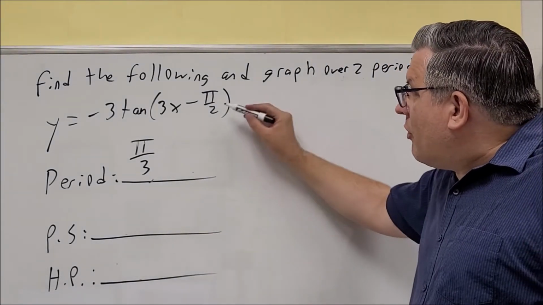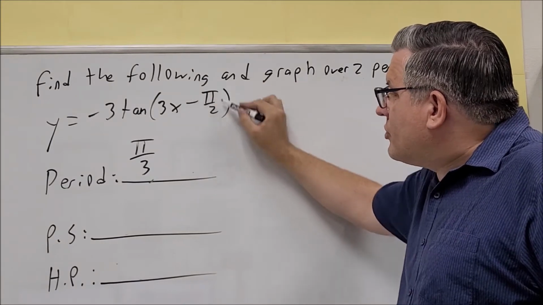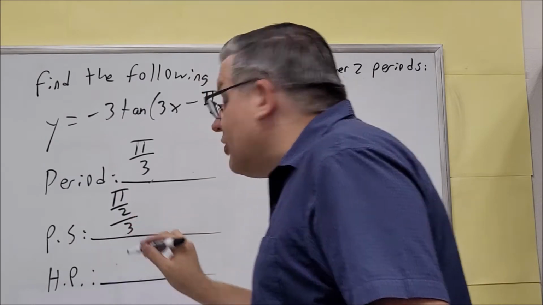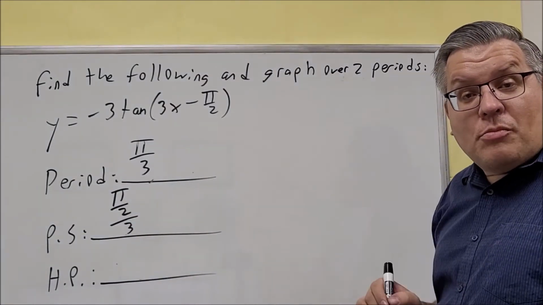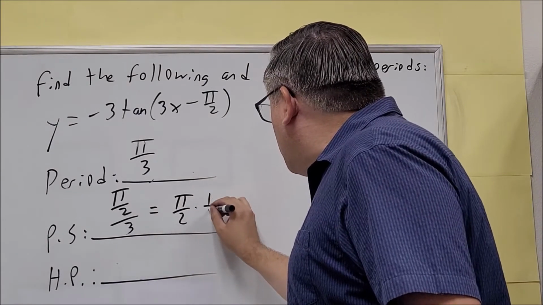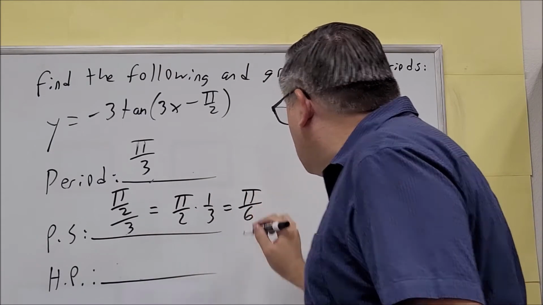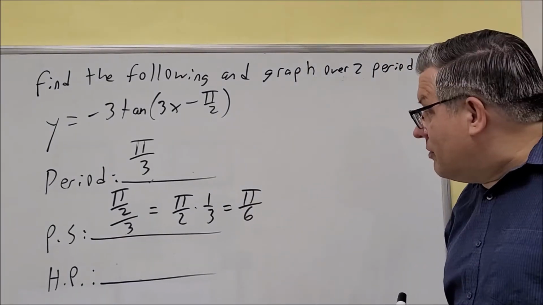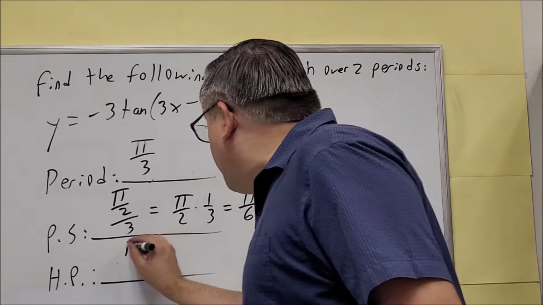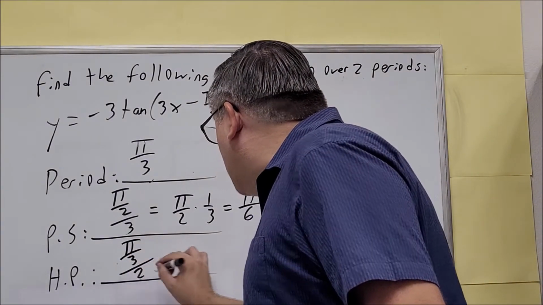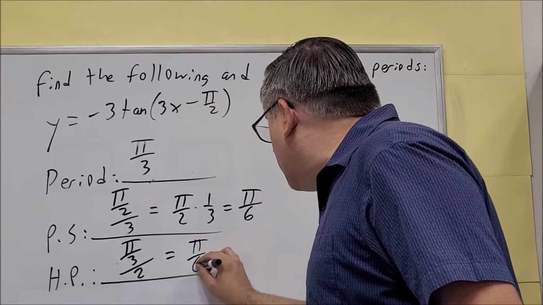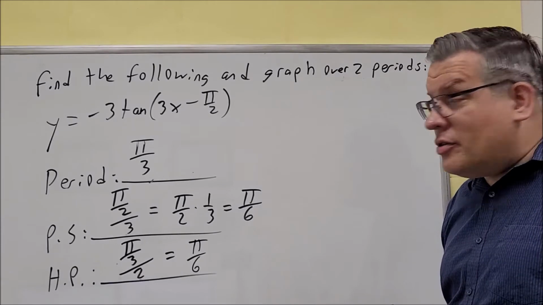For the phase shift, it's always the opposite sign of c over b. So we're going to do positive pi over 2 divided by 3. We can flip and multiply that, and that's going to give us pi over 2 times 1/3, which means that we get pi over 6 as the phase shift. For the half point, we have to take our period and divide by 2. If you do pi over 3, divide that by 2, and do the same thing, flip and multiply, coincidentally, we get the same answer, pi over 6 for the half point.